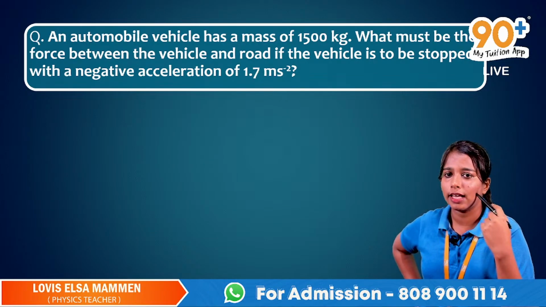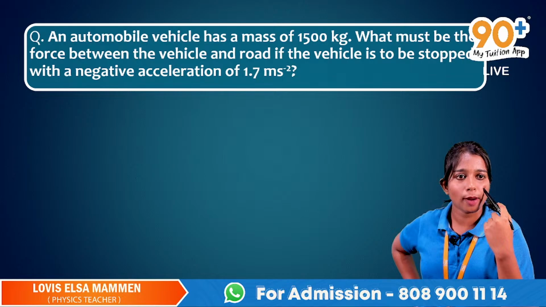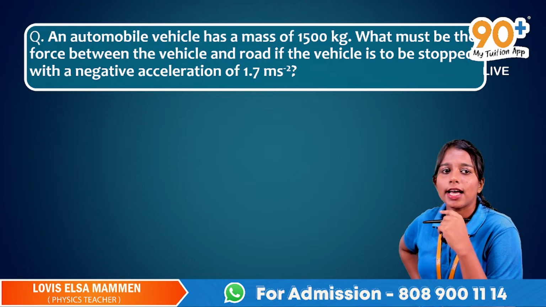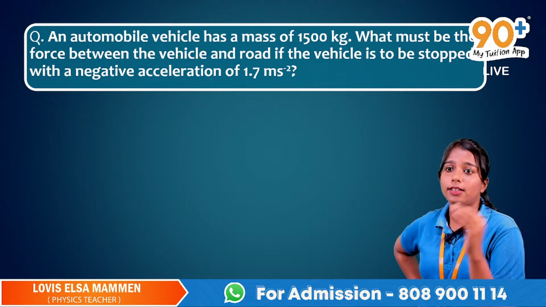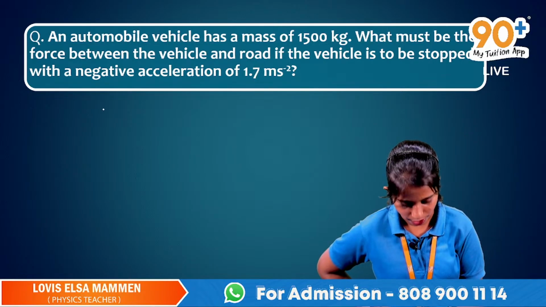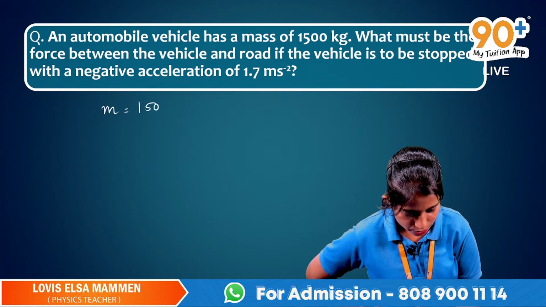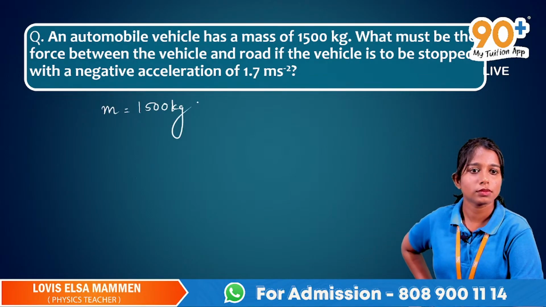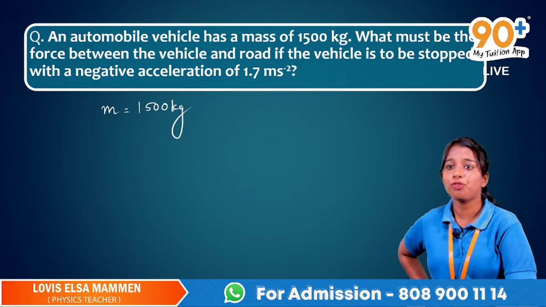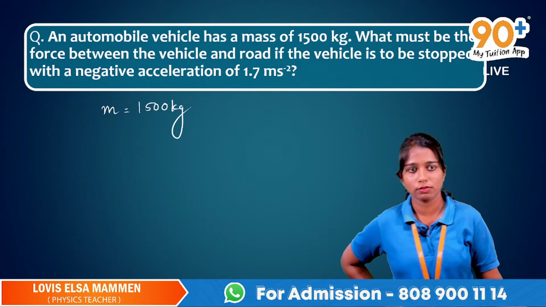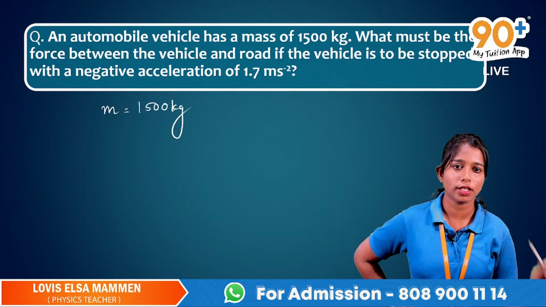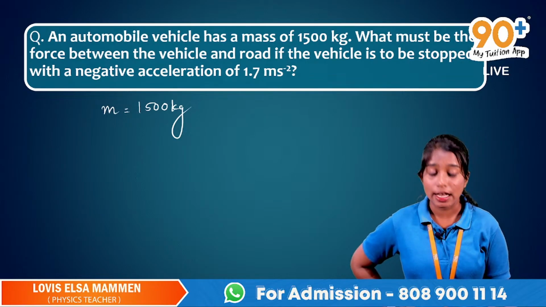Look here, everyone. Now we are going to do a problem based on this force. Nobody write now, look here. This automobile vehicle, take it as a car. A car has got a mass of 1500 kilogram. So M is equal to 1500 kilogram. Now you are asked to find the force between the vehicle and the road. The car keeps moving on the road, so obviously there is a force between the vehicle and the road. You are asked to find the force.